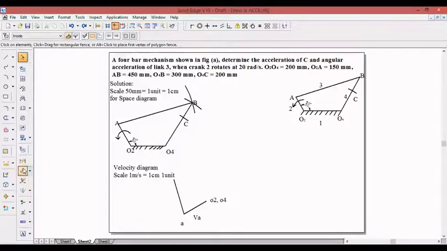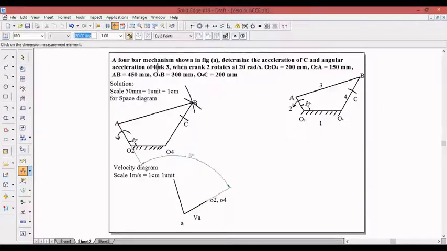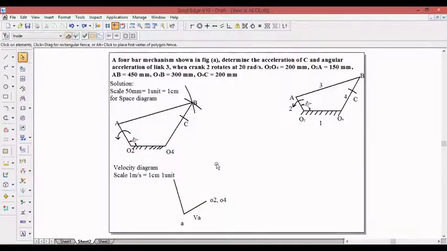Now see, the angle between these two is 90 degrees, and this vector is perpendicular to the crank, so that is also 90 degrees. Just for your confirmation, I am showing.